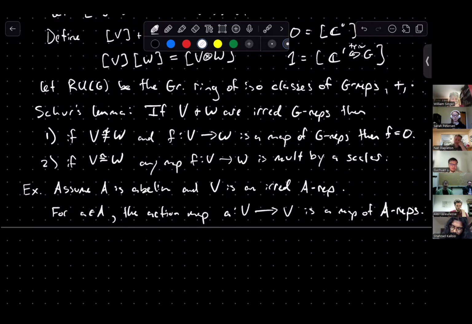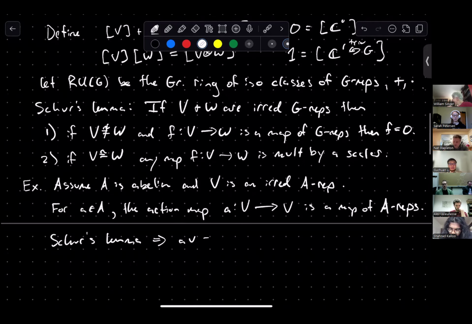And now Schur's lemma tells us that if I act on some vector in V by little a, this must, for all v, be multiplication by some scalar, so for some c in the complex numbers.